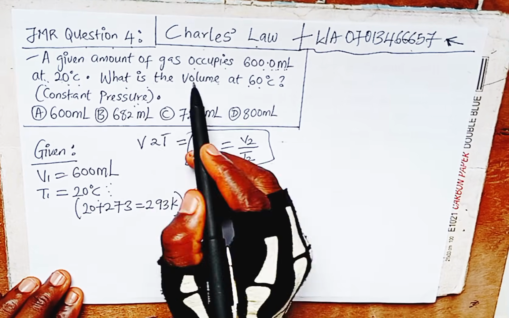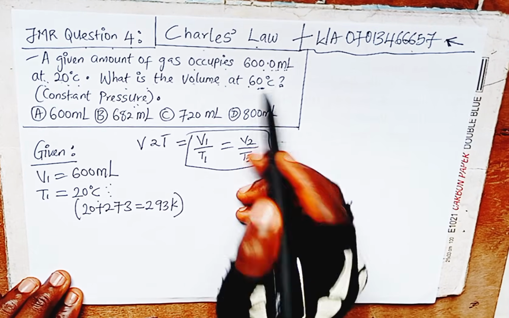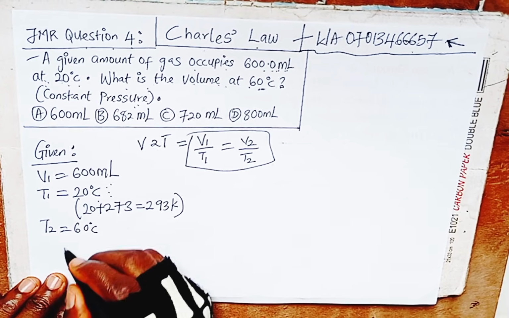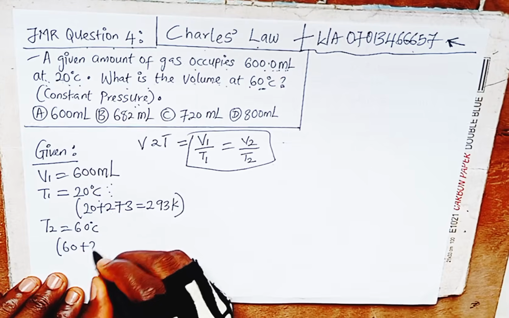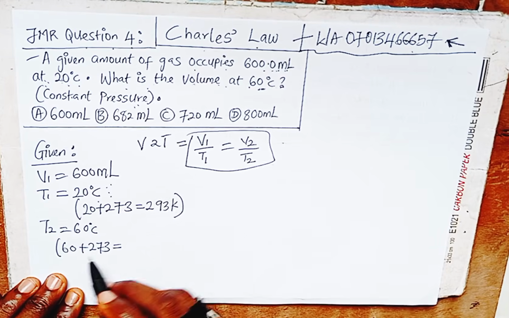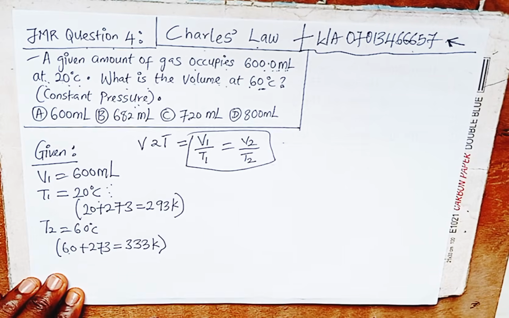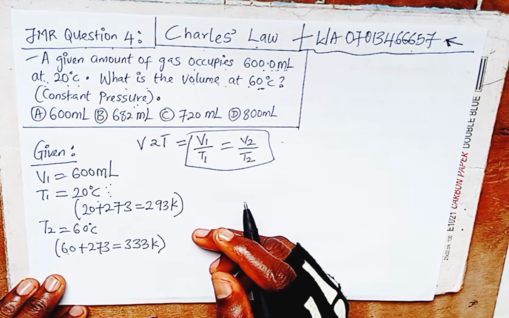Then, what is the volume at 60 degrees Celsius? So they give us T2 now, the second temperature. T2 is equal to 60 degrees Celsius. If we convert again, we get 60 plus 273, which gives us 333 Kelvin. I hope that was well converted.